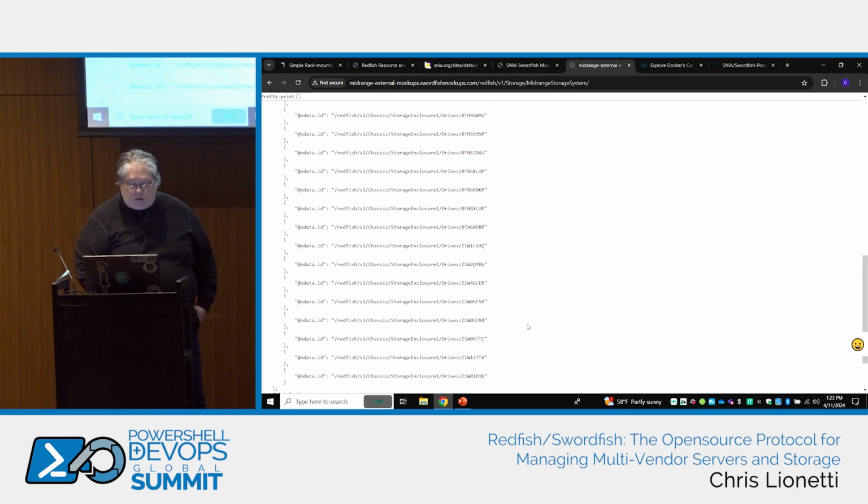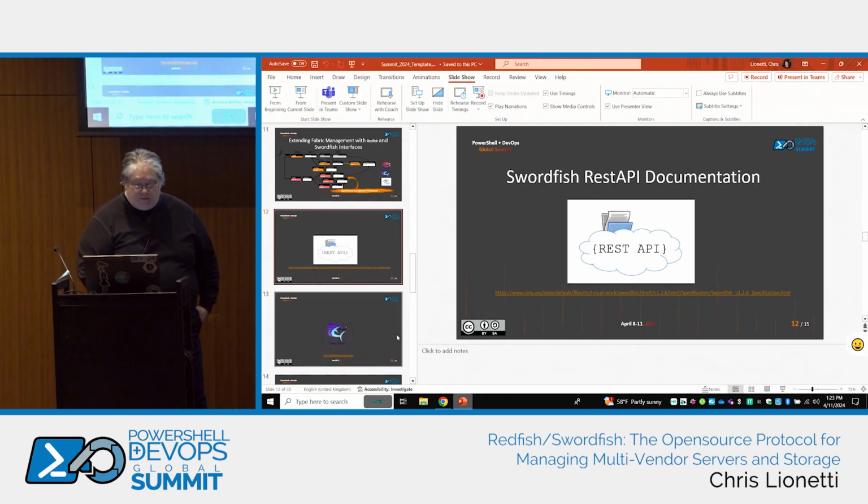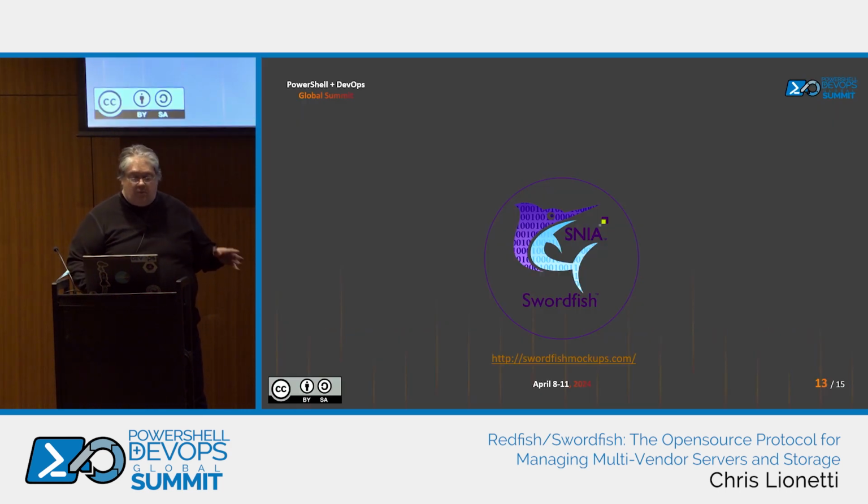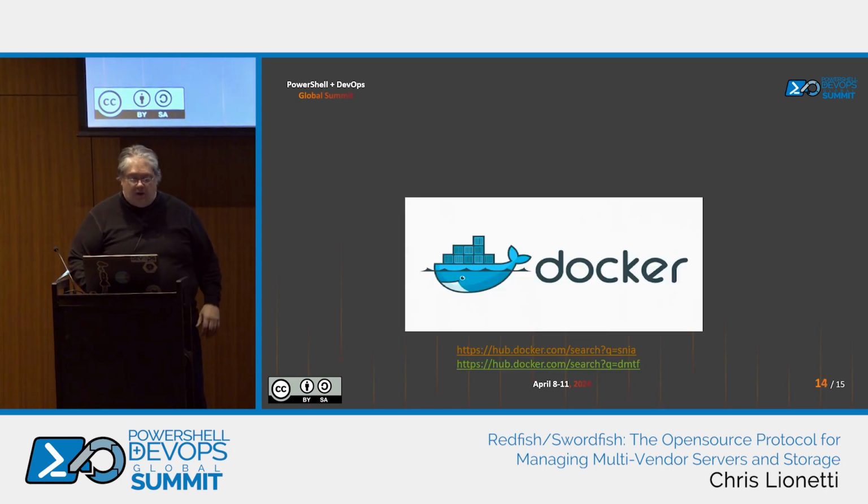Now, to help with this, we've got the documentation, we've got the mock-ups, so you can go online without even owning one of these arrays and actually see what they look like when you implement it. So you could look at the API, then you could look at an actual finished implementation to see what those things look like. We also have Docker instances.